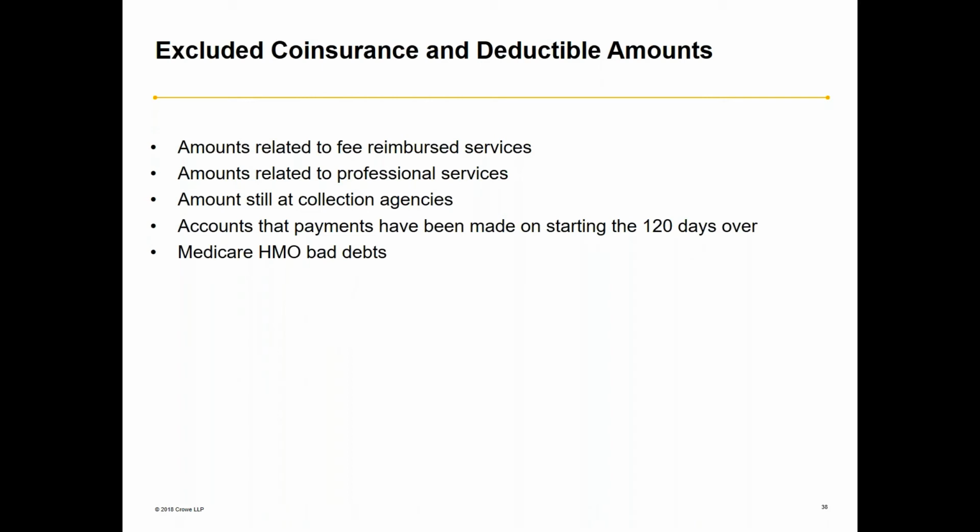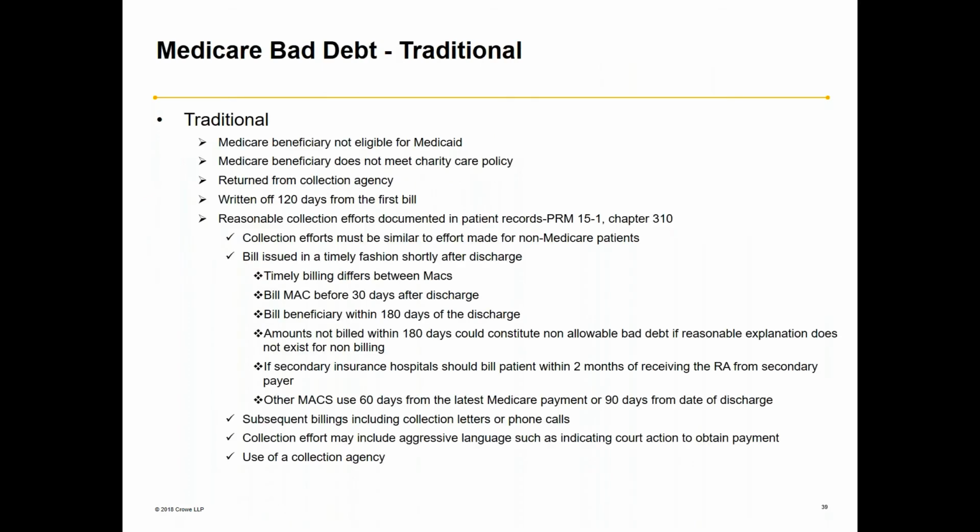So basically, if someone walks into your patient financial services, your billing office, and pays $5 on a $1,000 bad debt, that would start over that 120-day period. And then Medicare HMO bad debts is not included in your Medicare bad debts on the cost report.